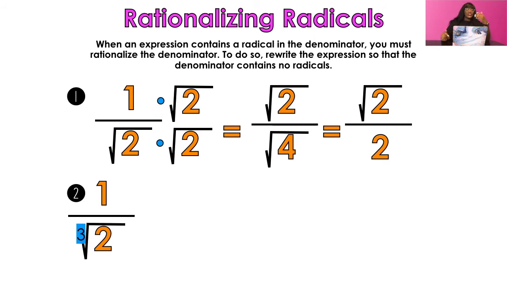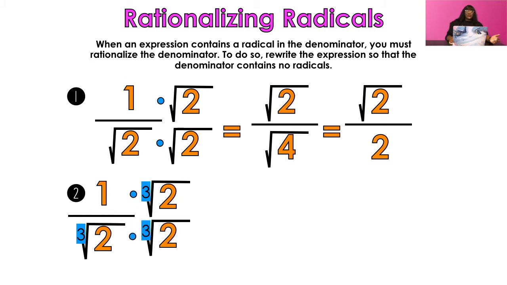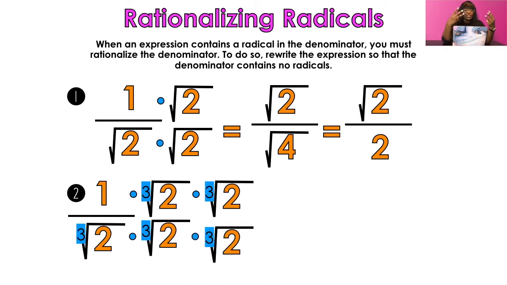So let's try it with a cube root. It's a little bit different with a cube root, okay? So with a cube root, I still want to multiply by the cube root of 2, but I don't want to do it once. I want to do it twice because on the bottom, I want there to be 3 cube roots. Why? Because a cube stands for 3. So 3 of them need to be on the bottom so that they all simplify to be one whole number.